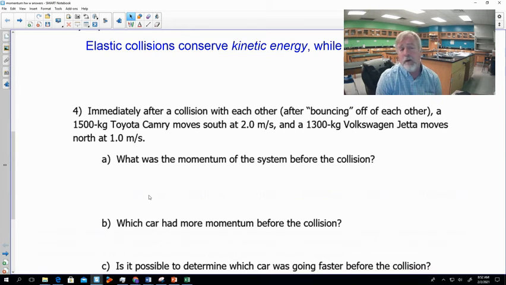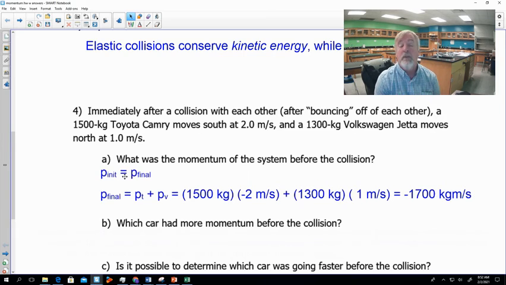A 1,500 kilogram Toyota Camry moves south at 2 meters per second, and the 1,300 kilogram Volkswagen Jetta moves north. So what was the momentum of the system before the collision? Conservation of momentum tells us what? It tells us that the initial momentum is the same as the final momentum. Well, what's the final momentum here? It gave us the information.